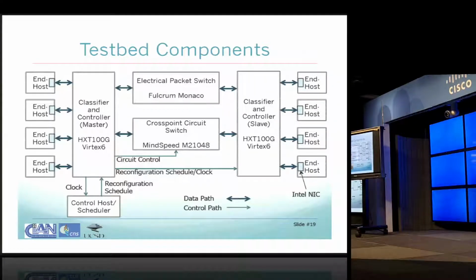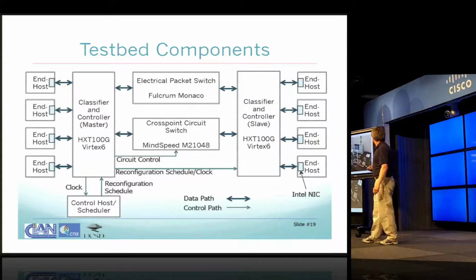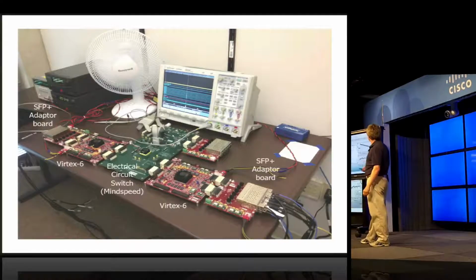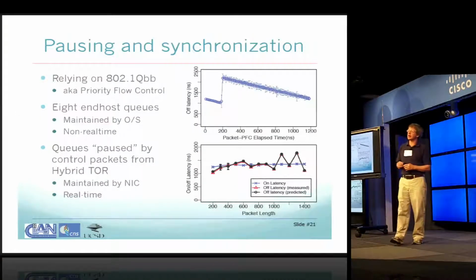This is showing the data path and the control path. Right now, we aren't doing real-time classification. We will get a schedule, and we will load the schedule into the circuit switch. Based, for now, on destination addresses, we'll decide whether to route over the electrical packet switch or the electrical circuit switch. So that's what the testbed components look like for the REACTOR project. That's, as I showed, the actual implementation. Now let's discuss how this actually works in practice.